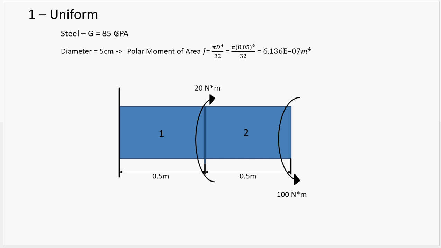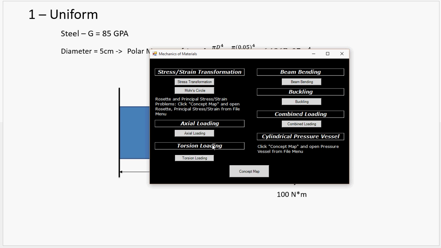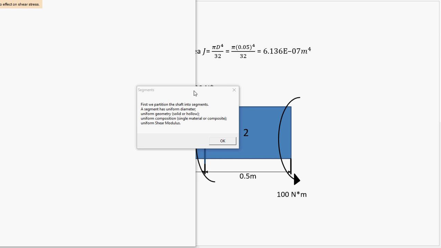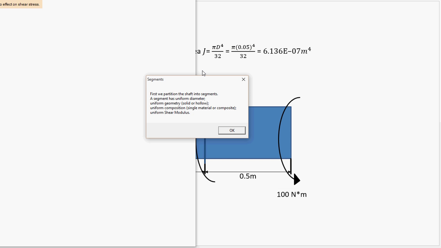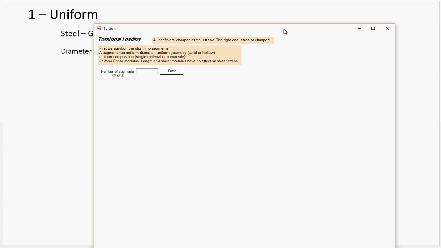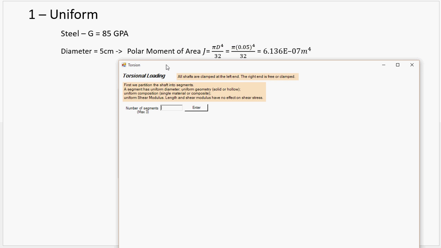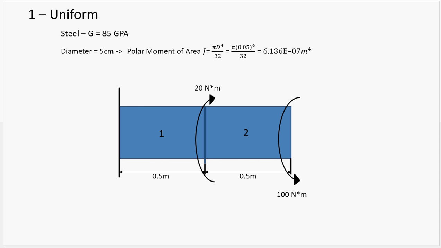So what we can do is start entering this into the program. Your first pop-up here is reminding you that the first thing you do is break it into segments. So how many segments do we have? Well, this shaft is entirely uniform as far as geometry and composition is concerned, so you can break that into just one big segment.